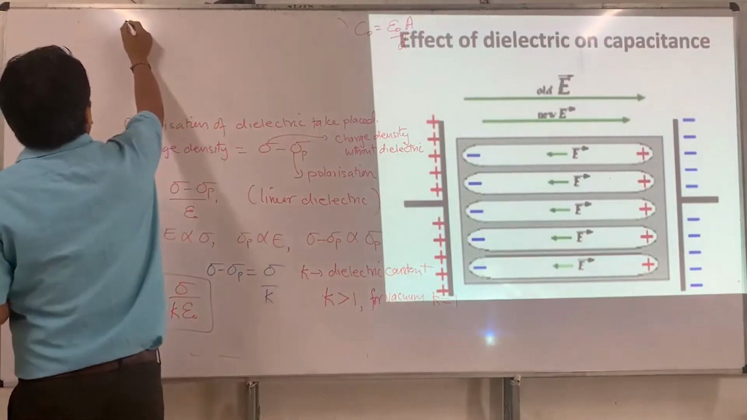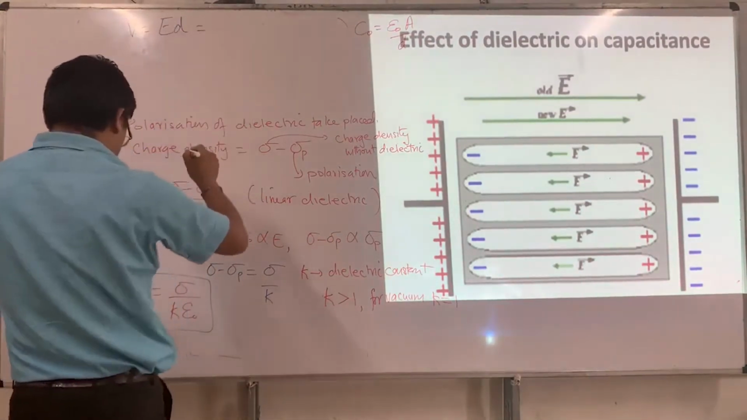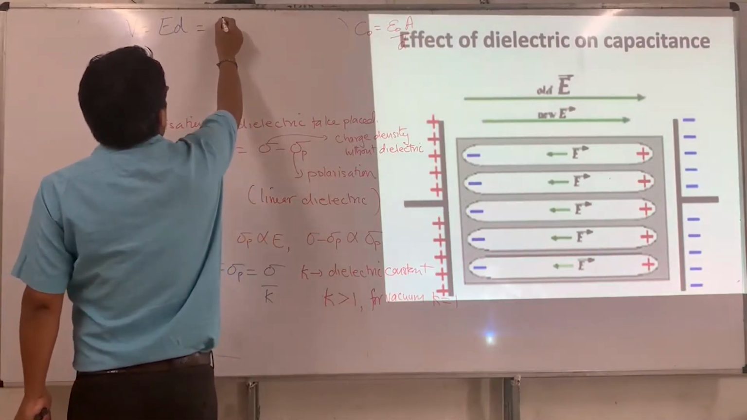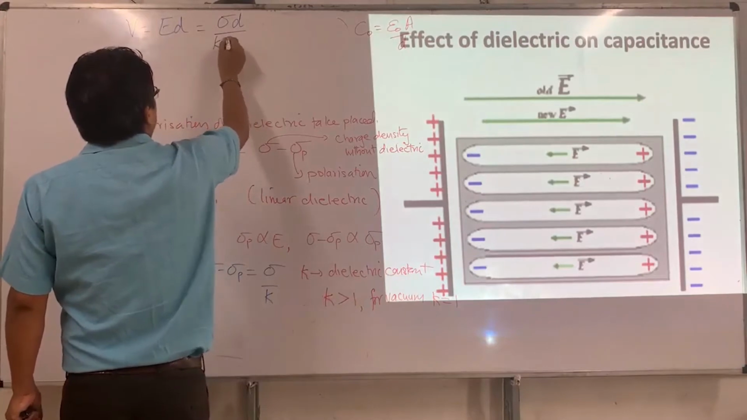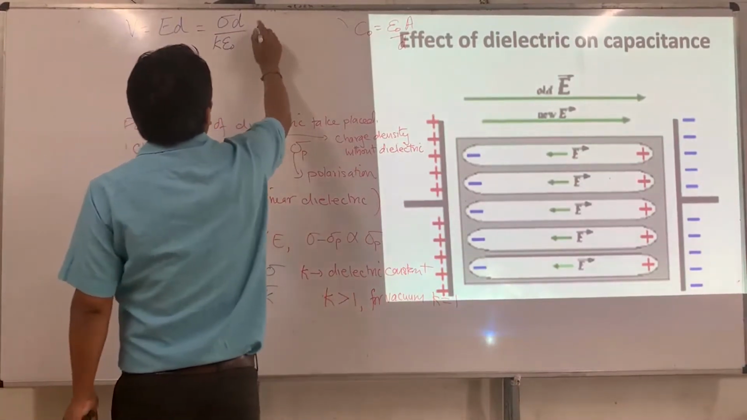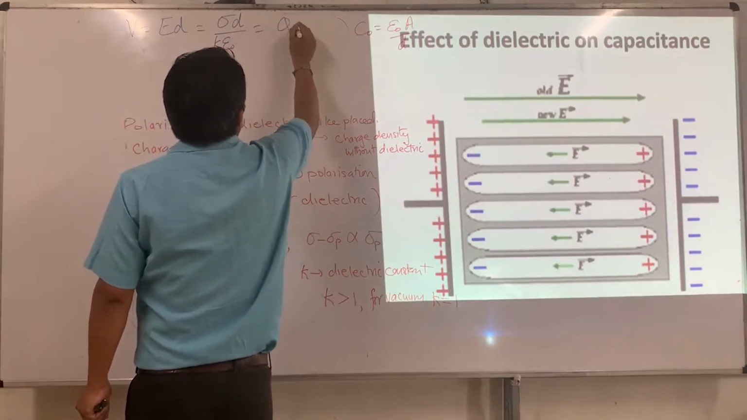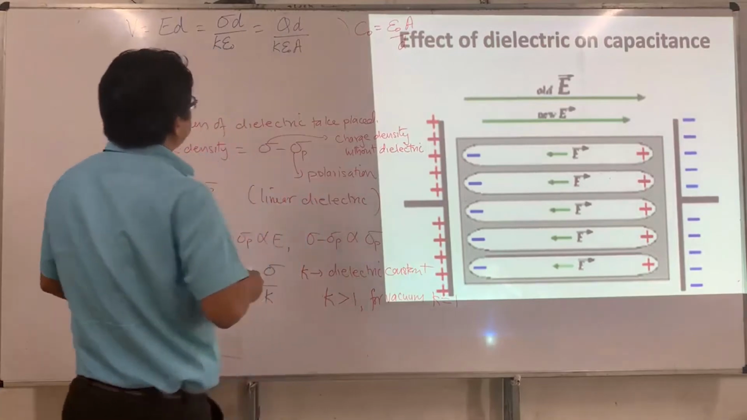Now what about potential? Potential is going to be E D, which is going to be sigma D divided by K epsilon naught. And what about sigma? Sigma is going to be Q divided by K epsilon naught A.